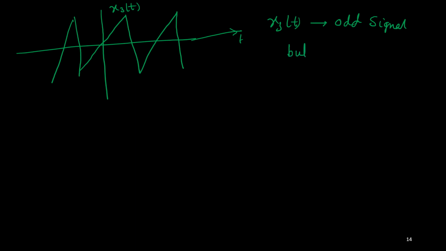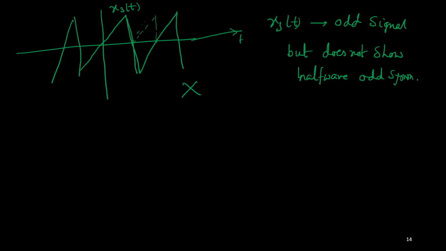but it does not show half wave odd symmetry, because if you shift this one, then it will become like this. Because this is perfectly vertical, and here it is this one. It is not exactly opposite of this one, okay. So it is not half wave odd symmetry. So you cannot use the half wave odd symmetry concept here, and thus you see that it will contain all the harmonics, not only odd harmonics, that we have seen already, okay. So you have to be a little bit careful.